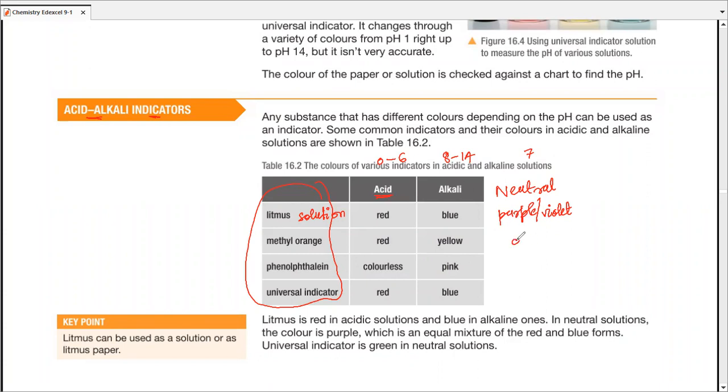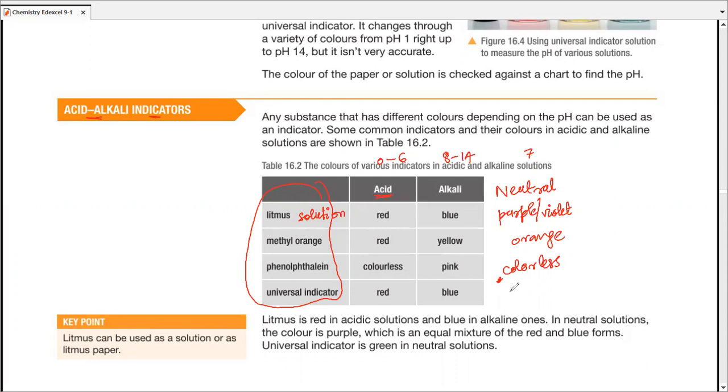Methyl orange, on the other hand, is red in acidic, yellow in alkaline, and orange in neutral solutions. Phenolphthalein, both pronunciations are fine, is actually colorless in both acidic and neutral solutions, but it is pink, or light pink, or pale pink, what we can call it, in alkaline media.